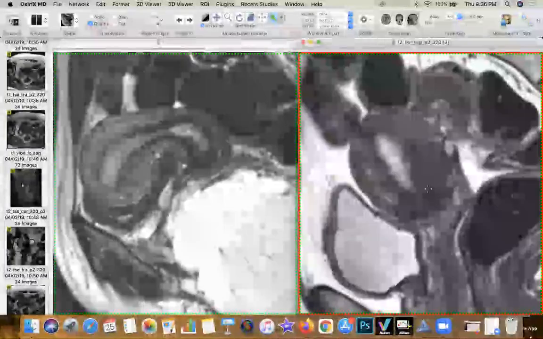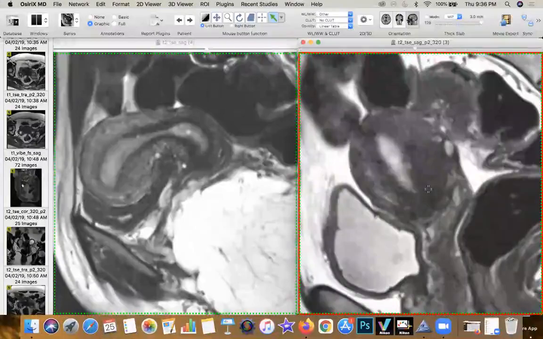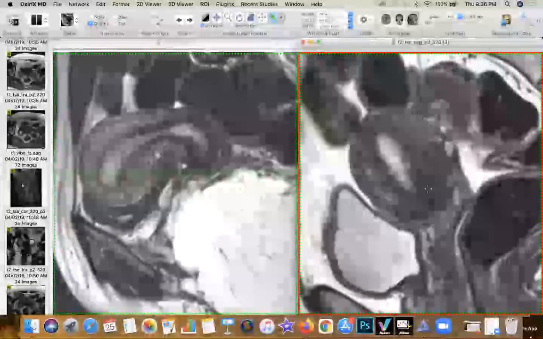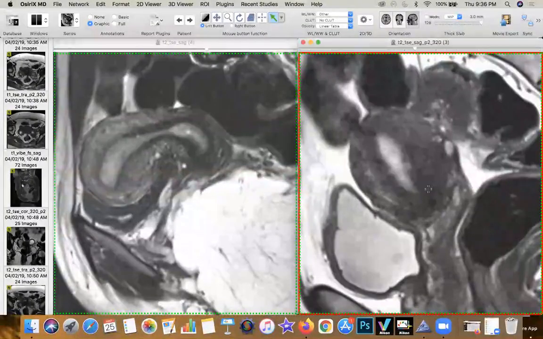By and large, when the normal myometrium in the reproductive age group has an intermediate to grayish signal, it's never black. So when you see blackishness in the myometrium, there are two or three differential diagnoses. One is a fibroid, and the second one is adenomyosis. The third one is deep pelvic endometriosis infiltrating the myometrium itself.